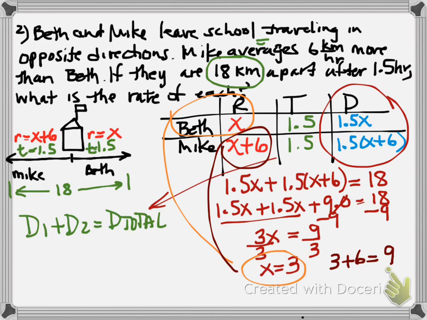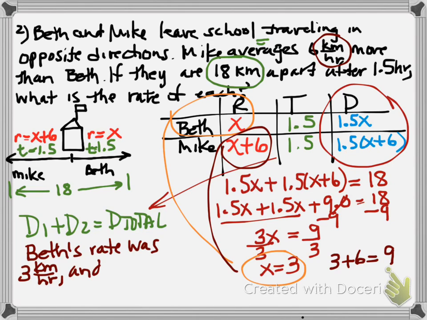So what I say for my answer is Beth's rate was 3 kilometers per hour. And I knew it was kilometers per hour because they're traveling in hours, is what they told me. And then we also had that label right there, kilometers per hour. And Mike's rate was 9 kilometers per hour. And that's that answer.